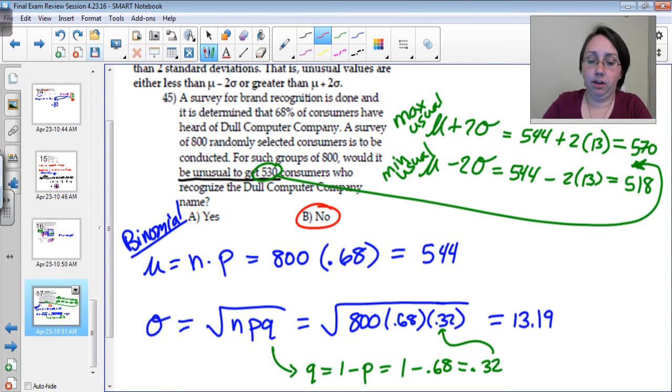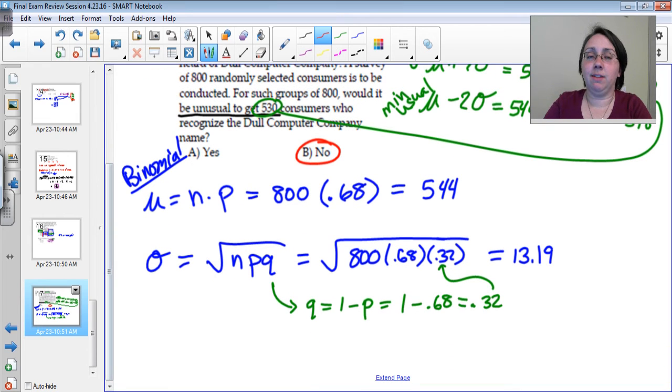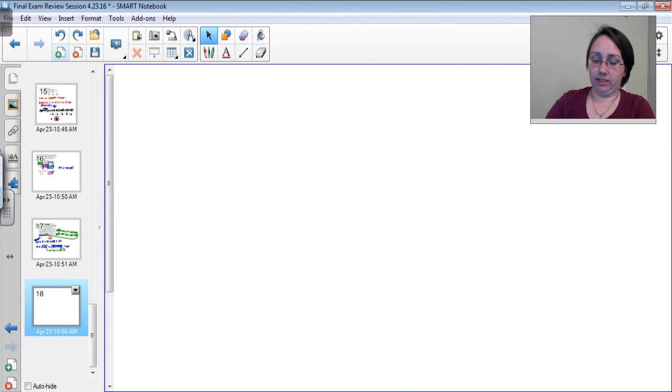Okay. That was fun. See, even I have to think sometimes. The mean and the sigma aren't given. How do you find them? 46.